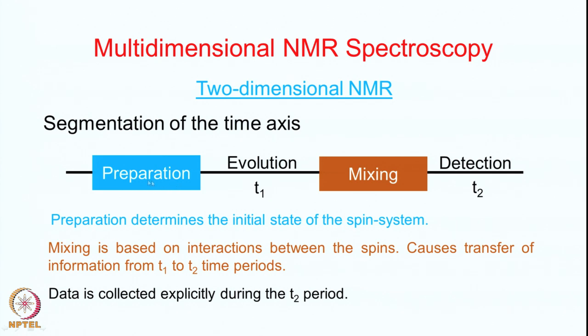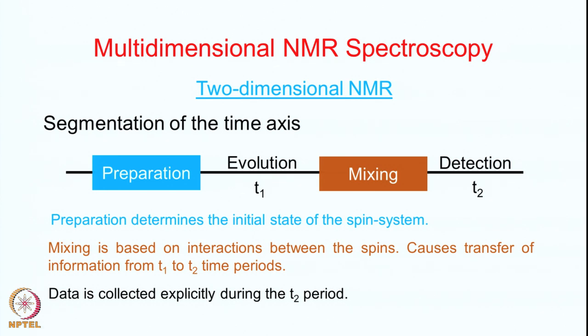Now, each of these periods, preparation period, the mixing period or even the evolution period, can have a variety of possibilities. They may be simple delays or they can have pulses inbuilt which will help create a suitable initial state, and here also it can help create a suitable information in your spin system evolution. And mixing depends upon what sort of interactions you want to reflect in your final spectrum and what sort of information transfer you want to achieve from here to here, and that determines the so called mixing. And data is collected explicitly during the T2 period only.